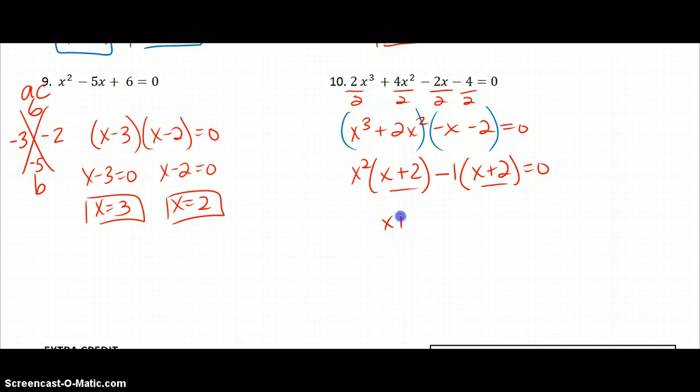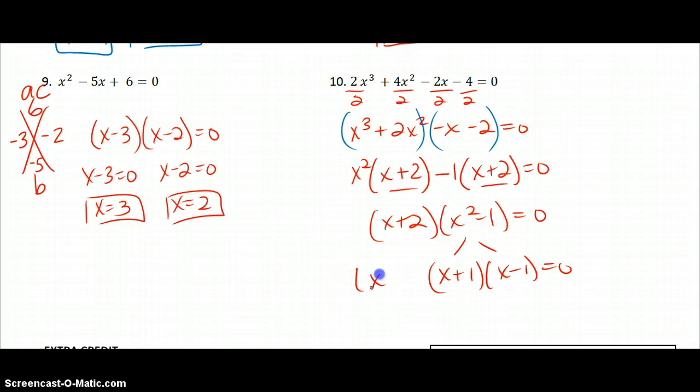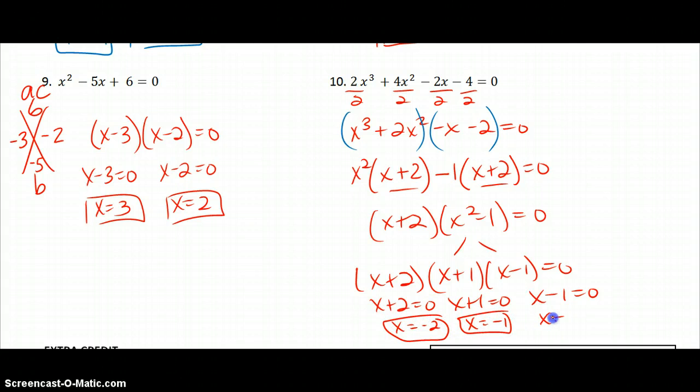So x plus 2 is our first factor, and x squared minus 1 is our other factor, equals 0. Now look, we have an x squared. Let's make sure and see if it's difference of 2 squares, which it is. So that factors further into x plus 1, x minus 1. And we have to carry down our original x plus 2 factor. So x plus 2 equals 0, x plus 1 equals 0, and x minus 1 equals 0. So we have x equals negative 2, x equals negative 1, and x equals 1.